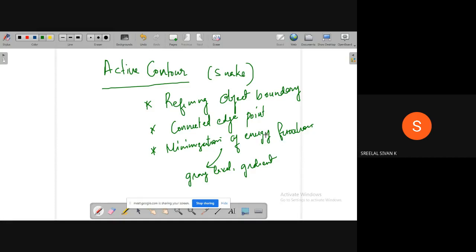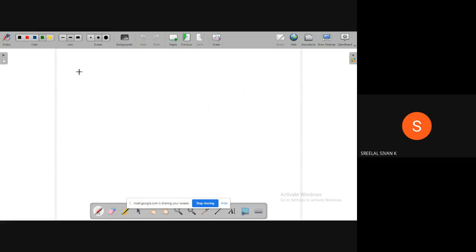Okay. So let's see the algorithm of this particular active contour. This algorithm is commonly known as the greedy snake algorithm. So the very first step of the greedy snake algorithm is to prepare the image. That is the initial step.